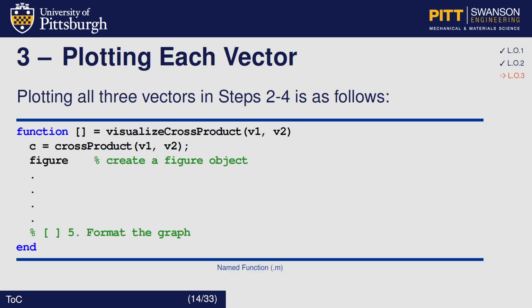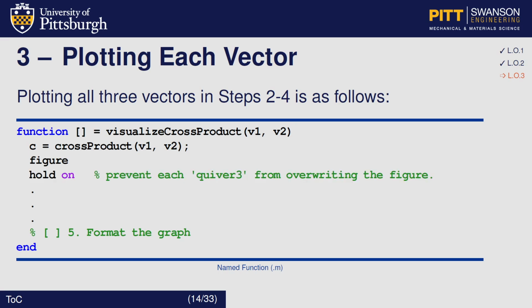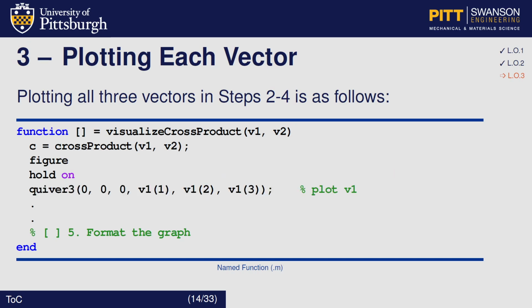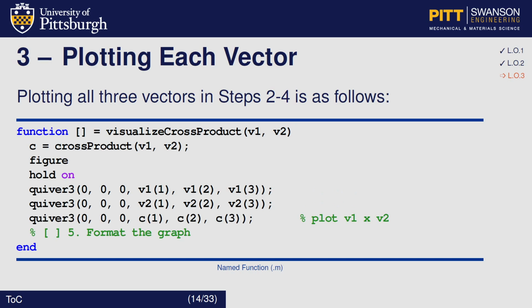To plot all three of the vectors, we have to first create a figure object. Then we apply the hold on command, which enables the figure to retain its contents with each new plotting command. Without this command, each subsequent quiver3 command will overwrite the entire figure. Then we follow the format mentioned earlier to plot v1, v2, and c, the cross product vector.